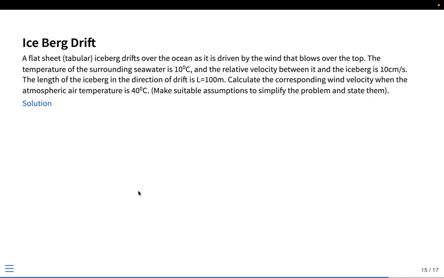Okay. I don't think there are any questions in the previous problem. So then move on to the next one. You can read the question. Then I'll wait for a couple of minutes for you to solve the problem.